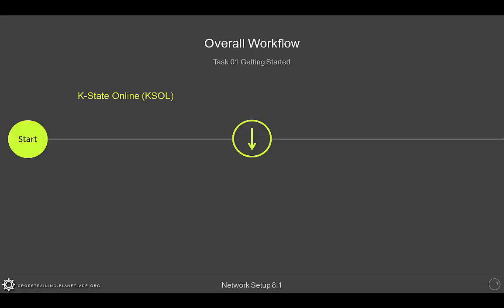We first start by logging into K-State Online. Once we log into K-State Online, we locate the Network Setup course. If you are unable to find the course, you should contact me at dac4303@ksu.edu so that I may add you to the course. After we've located the course and we click on it, we should see a table of contents. We want to start at the top of the table of contents and work our way towards the bottom.